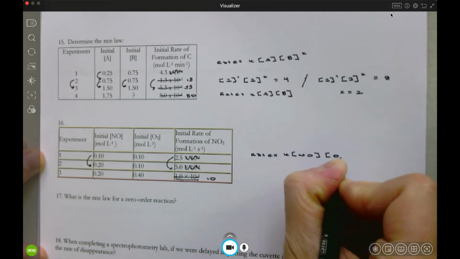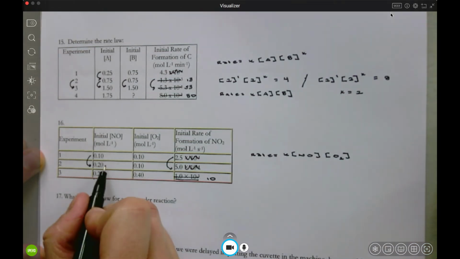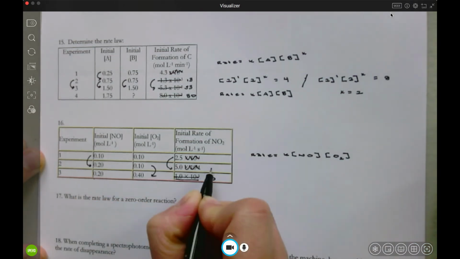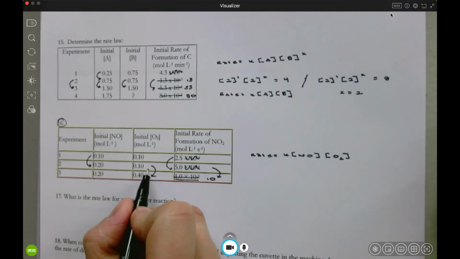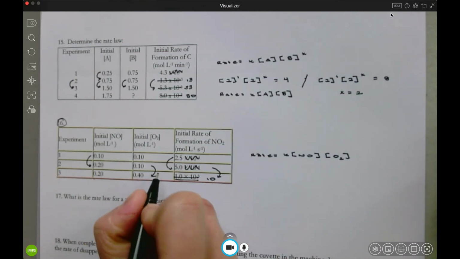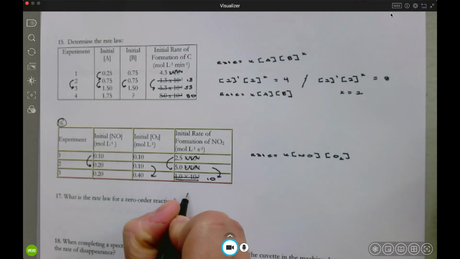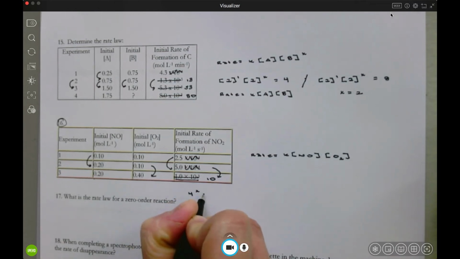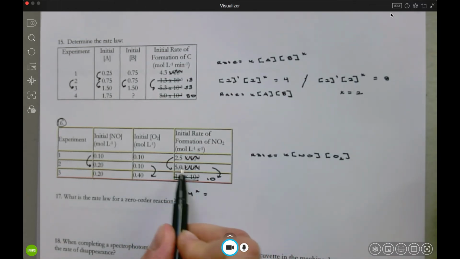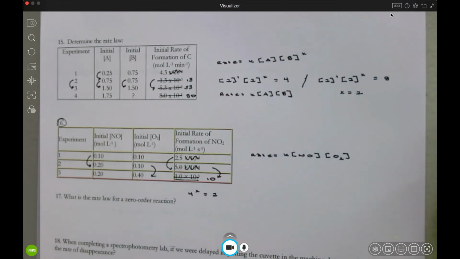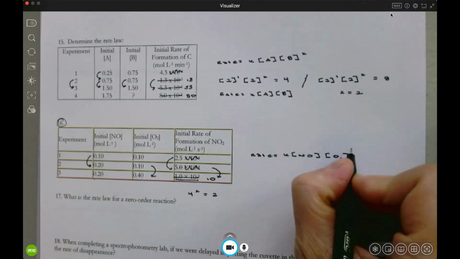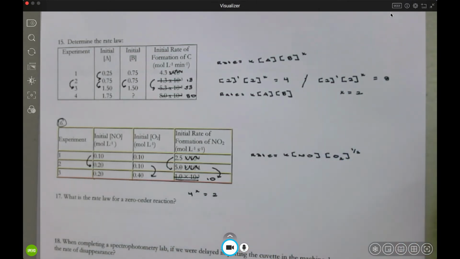Let's figure out O2. So NO stays the same between 2 and 3, so I'm going to look from here to there. Notice that my concentration quadruples. So I'm going to just write this down here. My concentration quadruples, but my rate only doubles. Well, I haven't seen anything like this before. 4 to the what equals 2? Well, a half. So yes, you can have a reaction order that's a half.